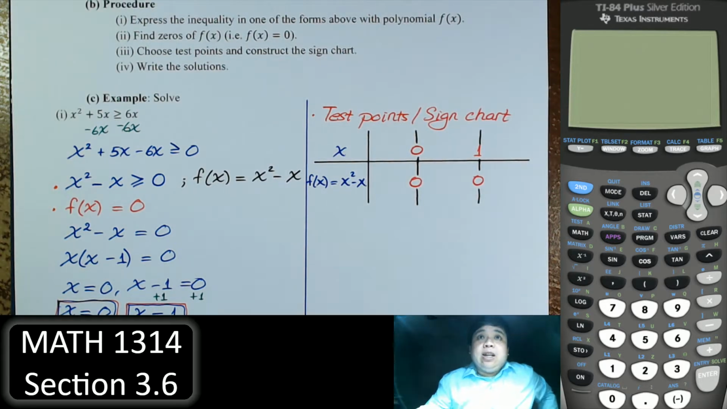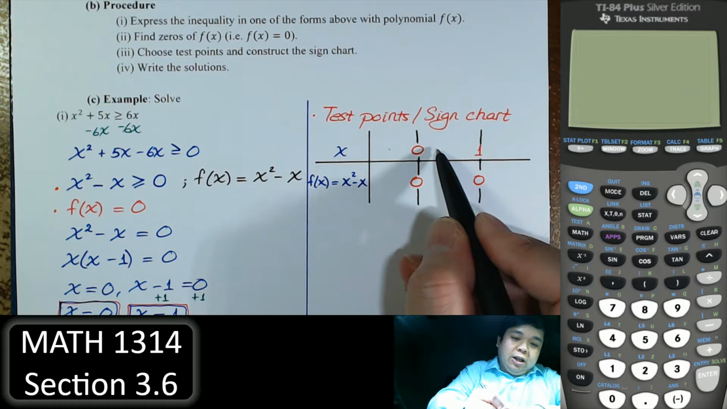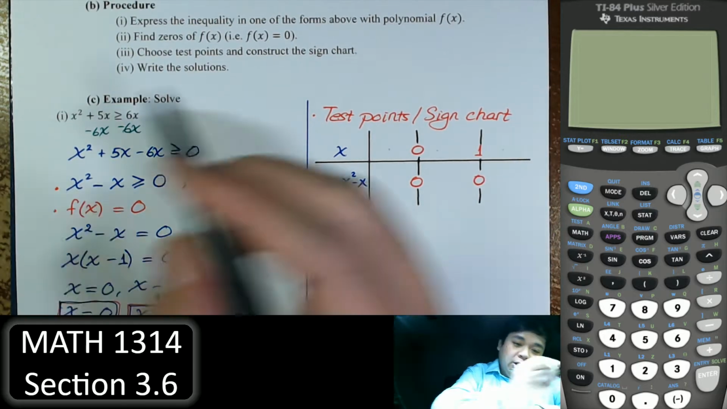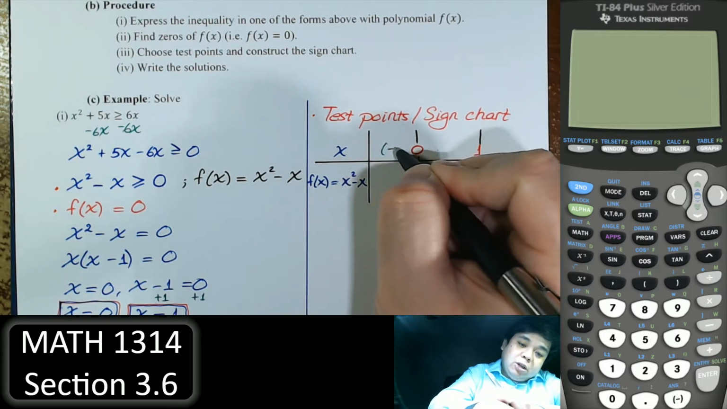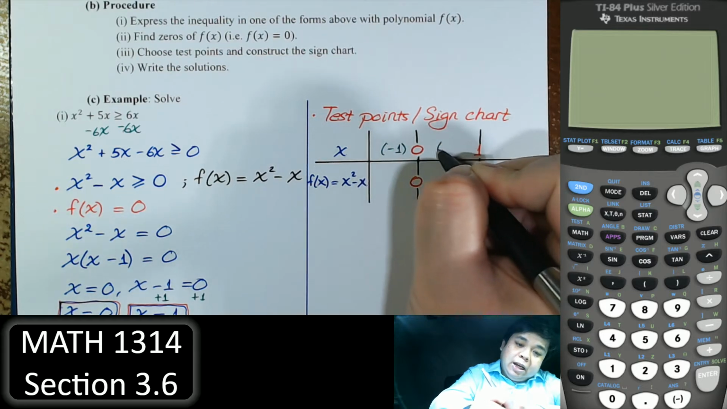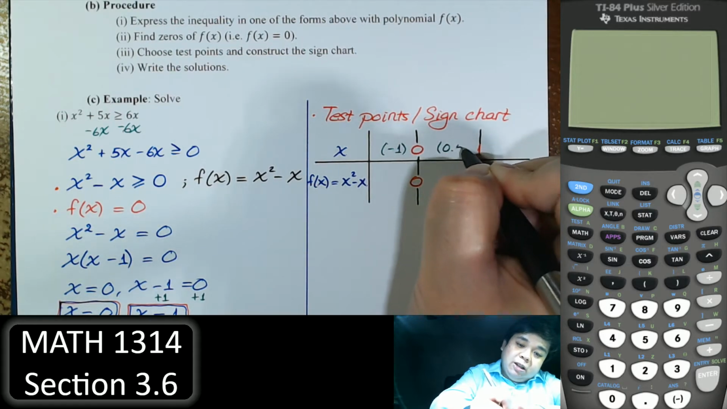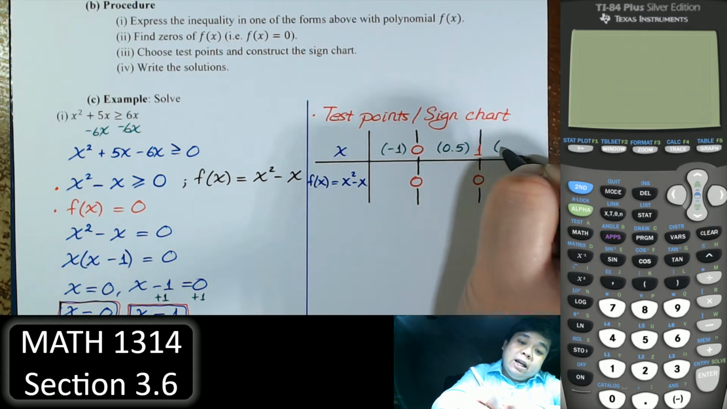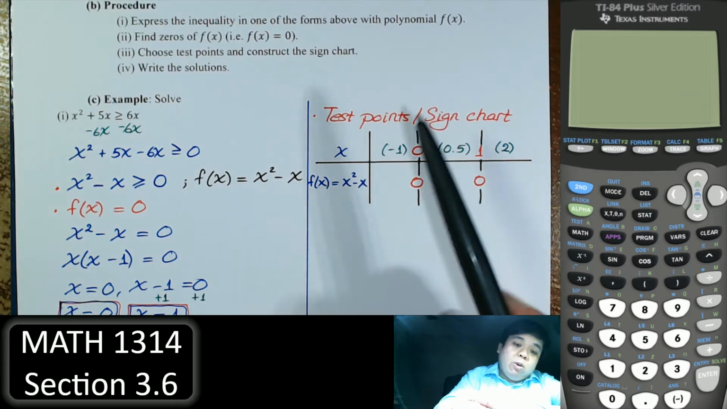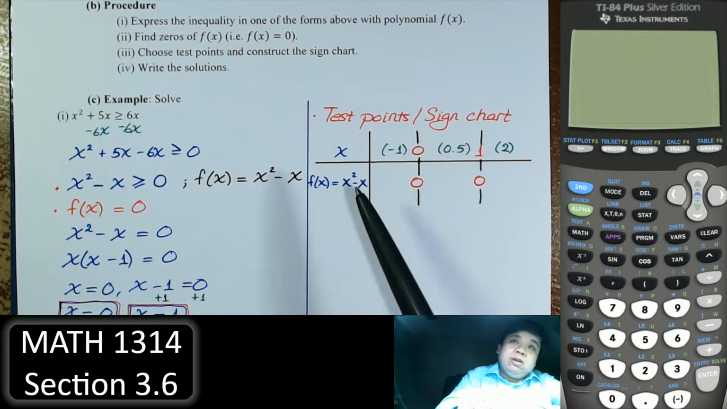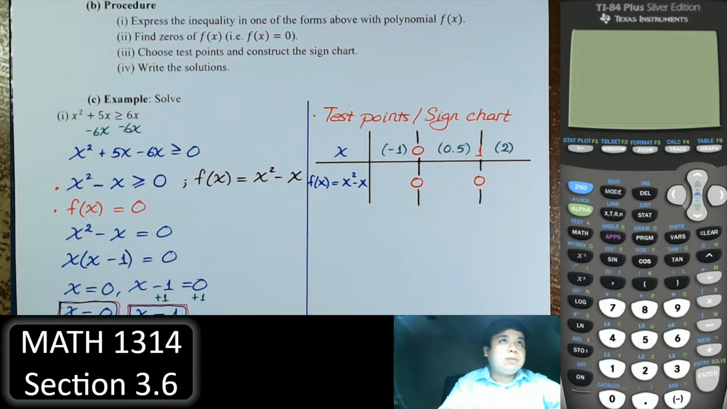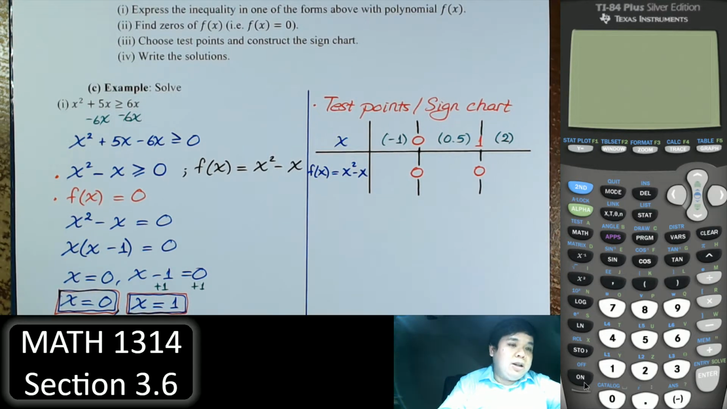Right? Then the test point will be between each numbers, for each interval. So I just pick any number. Here I choose -1. Here I can choose 0.5, that between 0 and 1. And then here I can choose 2. Those are the test points. What I test for is I'm going to put in the function. Right, x squared minus x. Now we find the values for that.